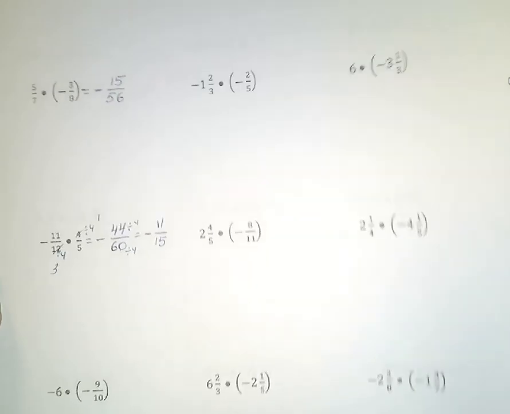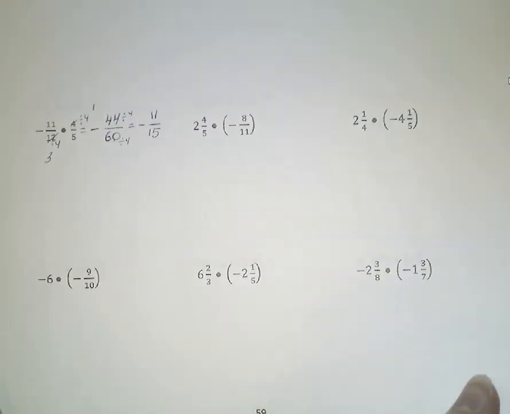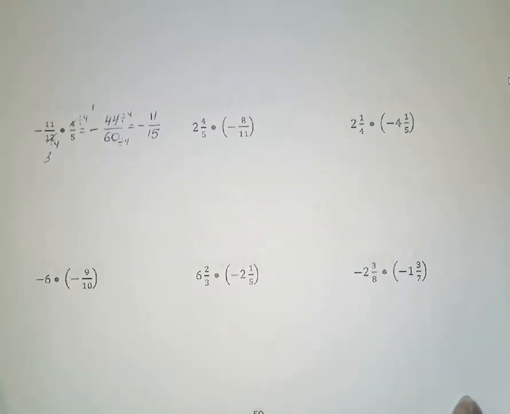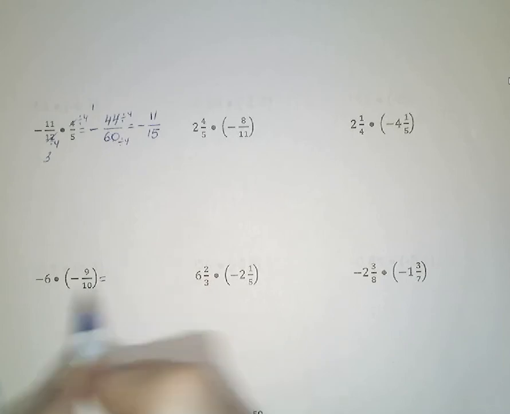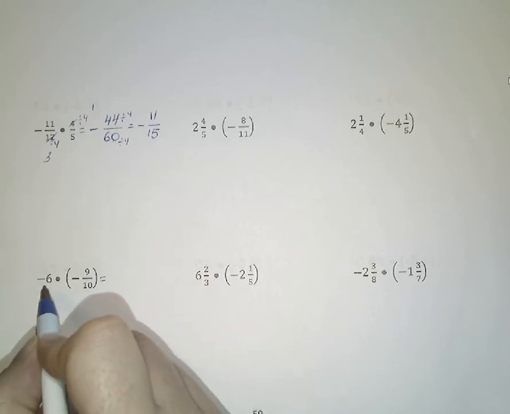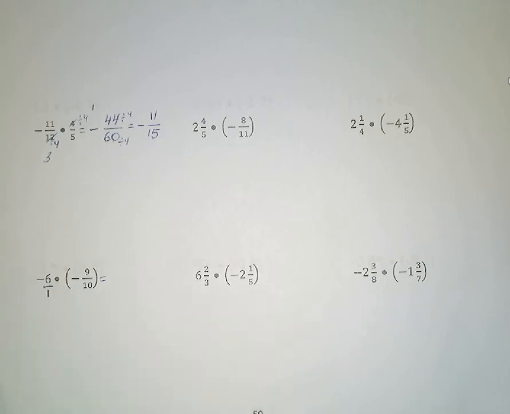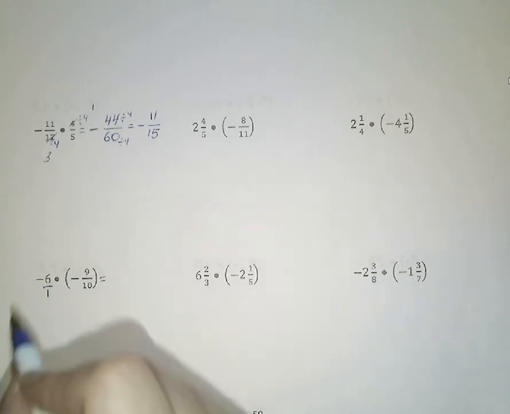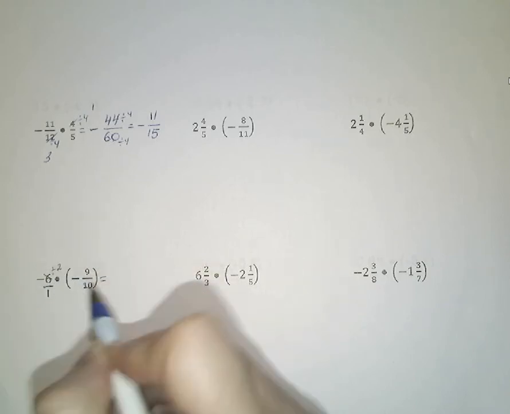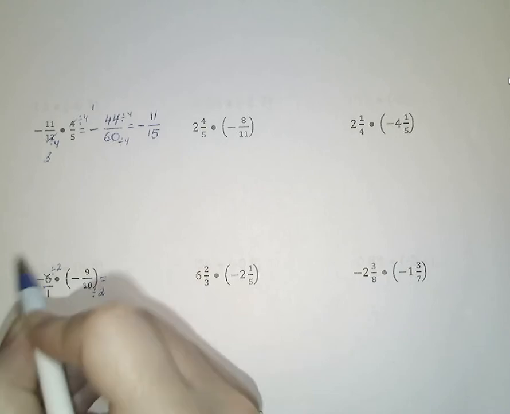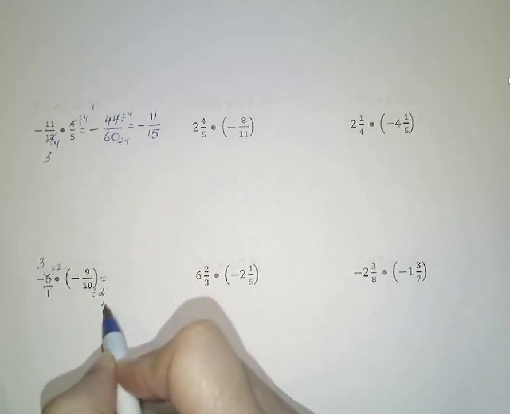Okay, last one on this page, negative 6 times negative 9 tenths. You're multiplying a whole number by a fraction. You are multiplying same sign, so your answer is going to be positive. What you want to do is put that 1 in the denominator and make it a fraction, negative 6 over 1. And then you can simplify 6 and 10 by dividing both numbers by 2. So I'll divide by 2, and here divide by 2. Here you will have 3, here you will have 5.